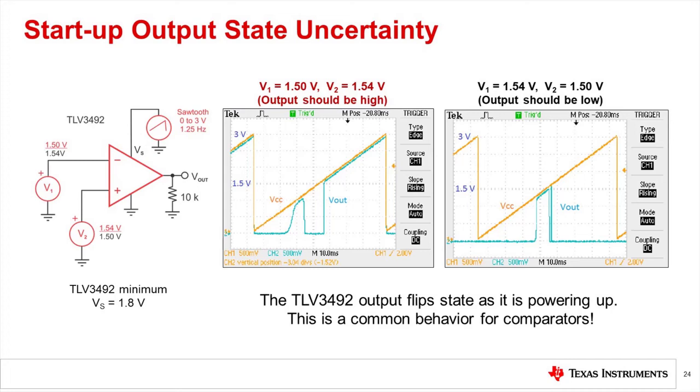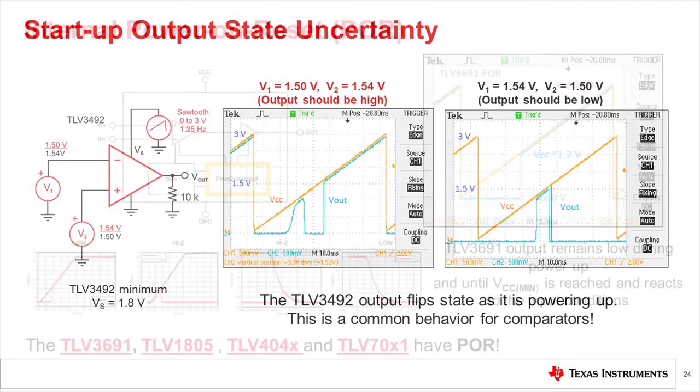For the second case, shown in the black, the inverting input voltage is higher than the non-inverting input voltage. And in this case, the expected output should be a logic low. But we see that the output briefly transitions to a logic high as the supply voltage ramps up. And this uncertain startup behavior is not unusual, and you can see it in a lot of comparators.